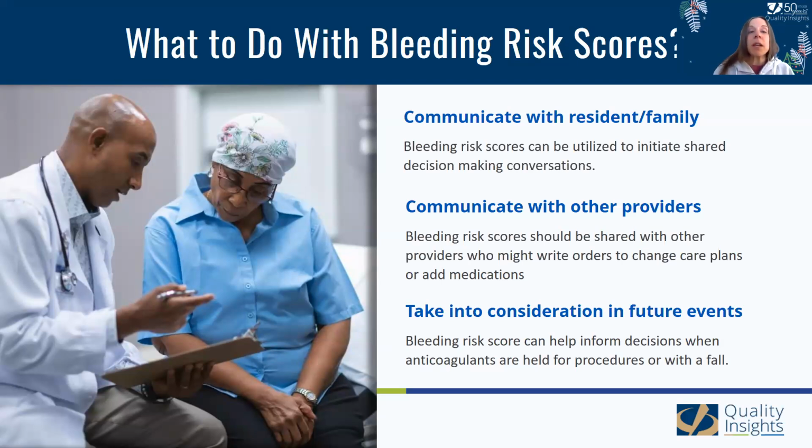Also, it's very important to communicate this risk with other providers, make sure that they are aware. If another provider is initiating medications, they might write an order to change a care plan. They might write an order that puts an individual at risk of bleeding. So we really need to communicate that with other providers. And then also future events: this bleeding risk is going to help inform our decisions. If the individual has a fall that's minor, but they have a very increased bleeding risk, we might want to think about holding any of our anticoagulants a little bit longer, or if they have a procedure, maybe we would want to hold it a little bit longer.